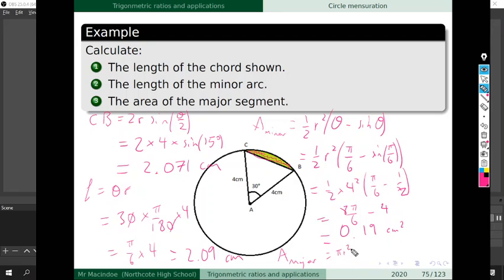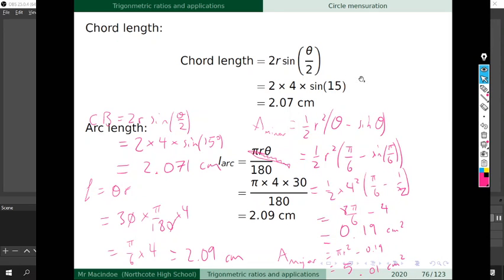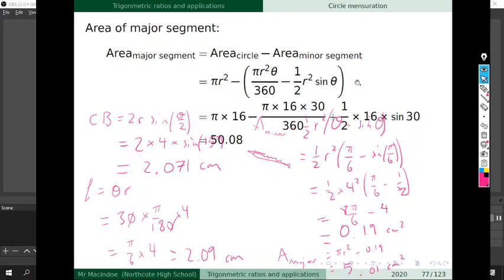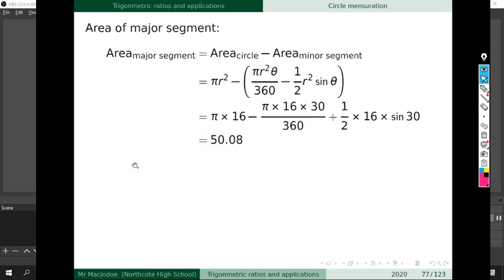So the area of the major segment is just the total, pi r squared, take away this 0.19. So if we put that in, pi times 4 squared, take away our answer from before, we get 5.01 centimeters squared. Let's have a look if that's what I got elsewhere. Looking pretty good. Ooh, looks like I've got a bit of disagreement here, but not by a lot.